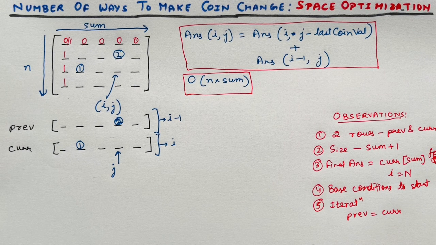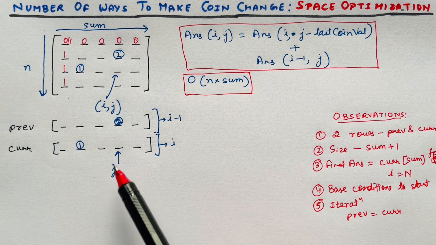Therefore, as we move to the next iteration, our previous will point to current, and the values that were previously there in this array will be of no use to us. So now we know that we have to have these two arrays. How do we start filling these two arrays?